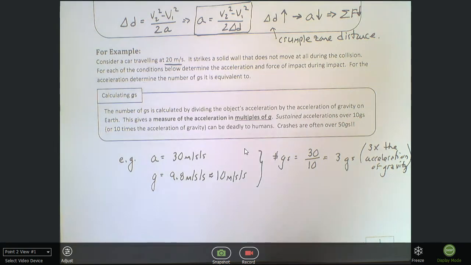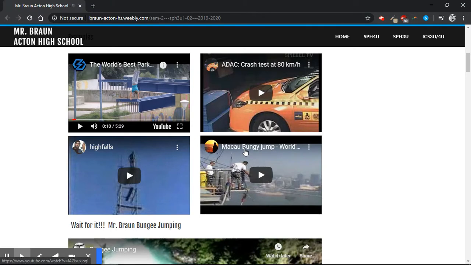So you're going to be calculating G's in your lessons, in your work as well. So we'll come back to the examples, but let's watch some of these videos and then we'll take a look at those in a separate video. Okay, so parkour. Parkour is an example where you can use crumple zones.